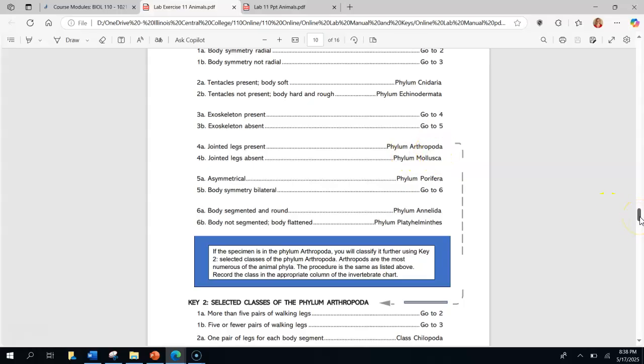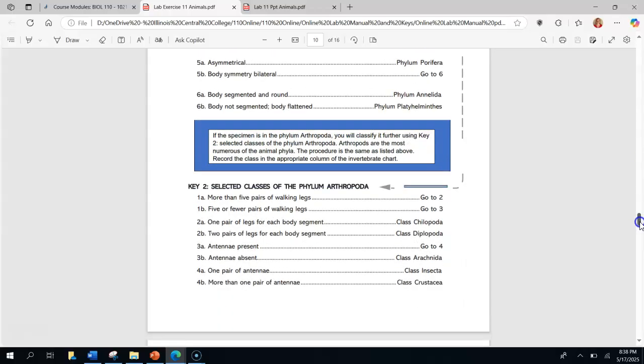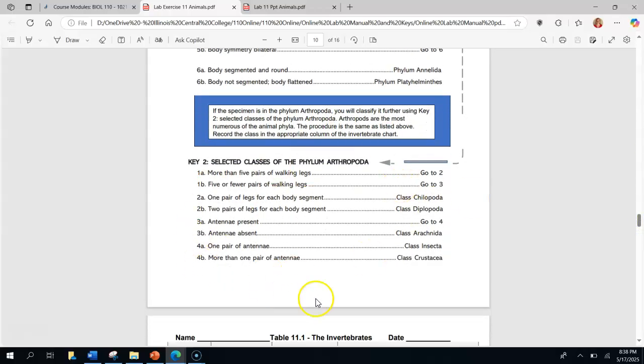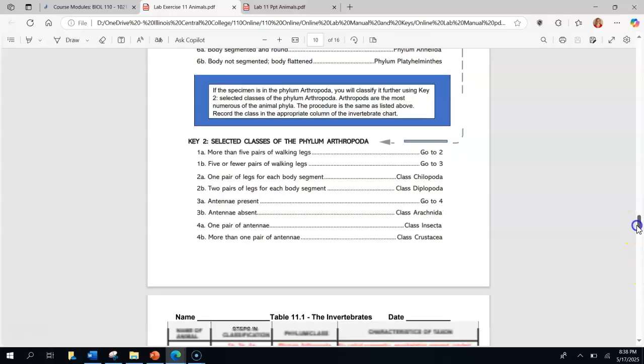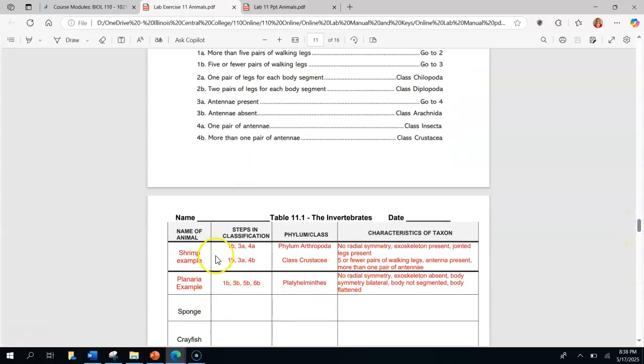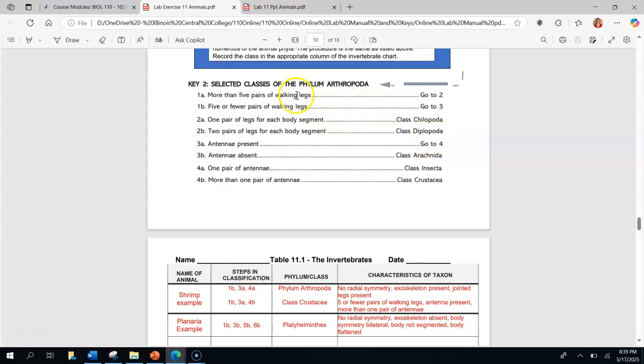If it's in the phylum Arthropoda, then you have a second thing to do, which is to go through the second key. Let's figure out where we're going to write that first. Here was our shrimp. This first set, 1B, 3A, 4A, etc., is the steps that we took to get to phylum Arthropoda. Then you're going to put in the phylum and all of the characteristics. Again, that's going to help you study for that quiz. What were the characteristics of the phylum Arthropoda? They were not radial. They had an exoskeleton. They had jointed legs. But because we were in the phylum Arthropoda, we're going to continue.